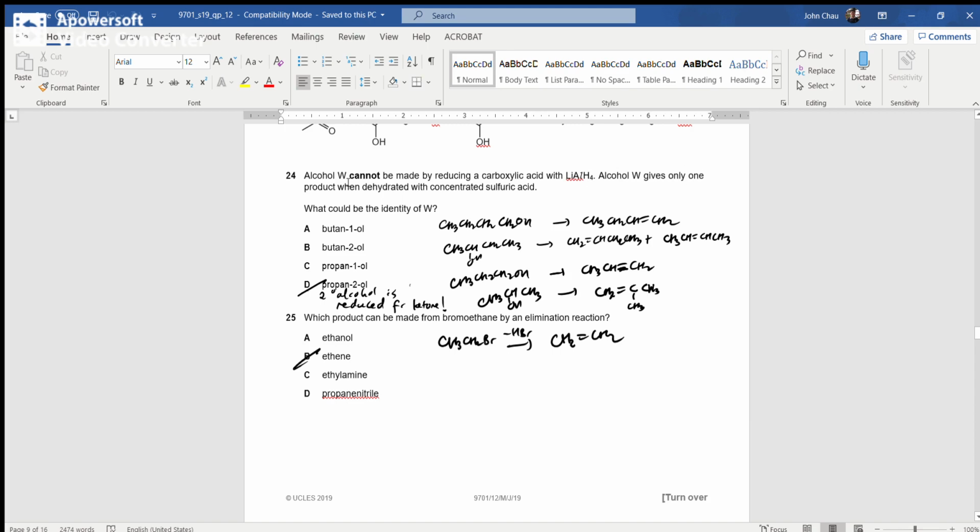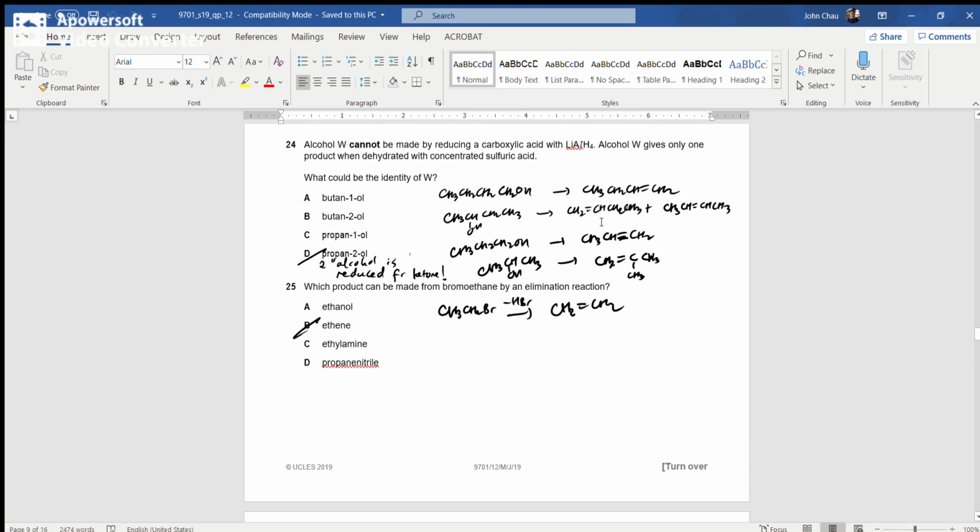And only give one product when dehydrated with concentrated sulfuric acid. Okay, so assume these are the options. Assuming I'm going to dehydrate it, this alcohol forms two products, this one forms one product, and the last one also forms one product. So we rule out B already. B cannot because you get two products.